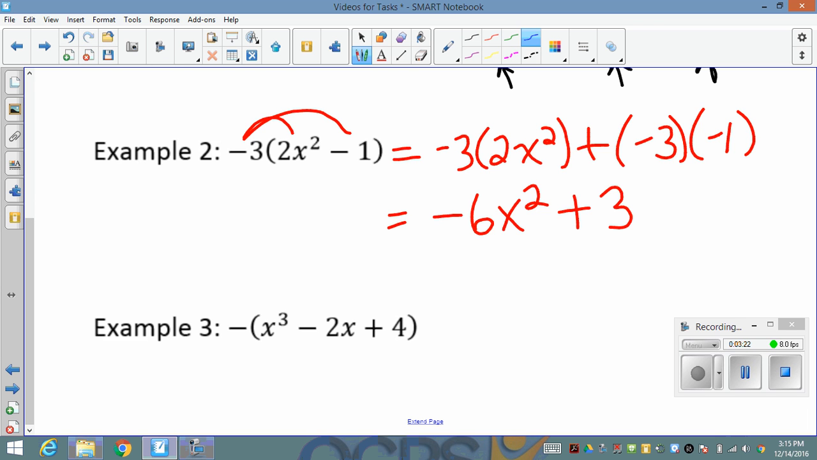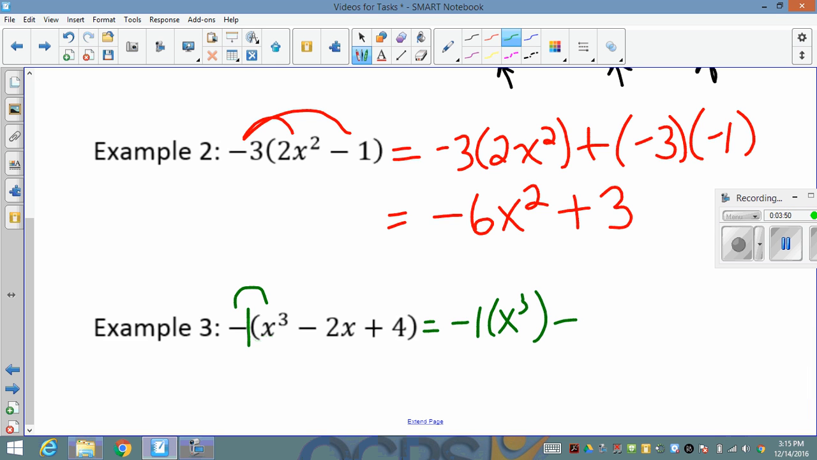Moving on to example 3. With example 3, I just have that negative out there. Remember, what that really means is I'm distributing a negative 1. That's just going to change all my signs. Again, I'm going to write every step for the sake of the video, but at some point we should get to where we can skip this first step. I'm going to do negative 1 times x cubed plus negative 1 times negative 2x plus negative 1 times 4.